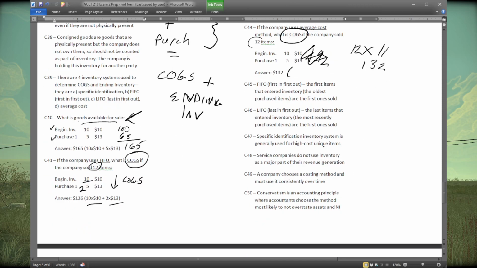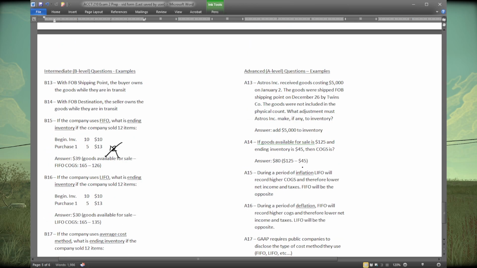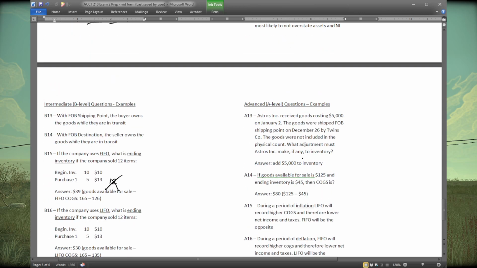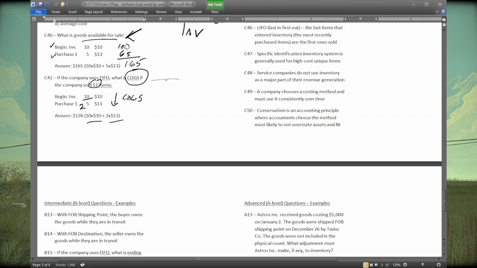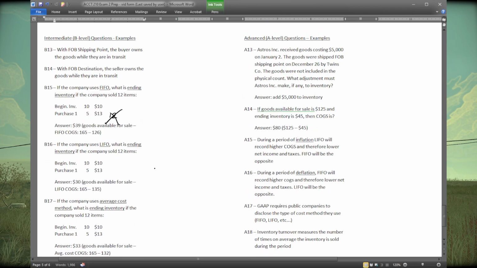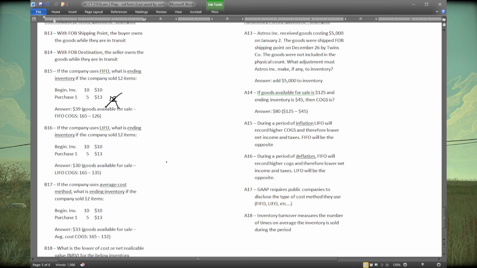The rest is definitional. And then, of course, as I mentioned before, if the COGS is going to be the C level, then the ending inventory is going to be the B level. It's not as difficult, but to get to the ending inventory, there's usually two methods to do it, and I'm just highlighting the easier method. So if you go ahead and calculate all this, we already did that. 10 times 10 is 100. 5 times 13 is 65. And therefore, that's 165.